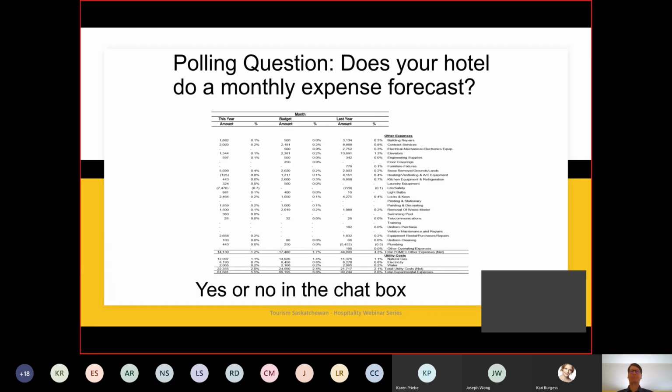Okay, polling question. Get ready to answer this one. Does your hotel do a monthly expense forecast? And when I say that, I mean, is it done in detail like it's laid out here? These are the maintenance expenses for a hotel. Would I actually be able to find this in detail inside of your hotel? Yes or no in the chat box. And then we're going to come back in a few minutes, and Carrie's going to give us the score on that one. But the question is, does your hotel do a monthly expense forecast?